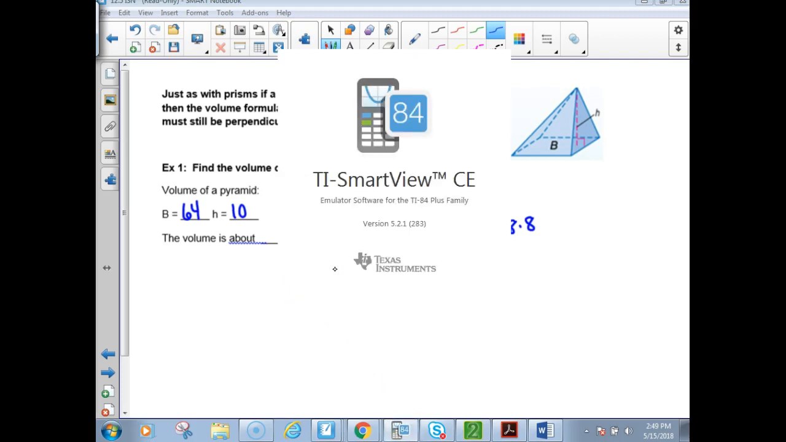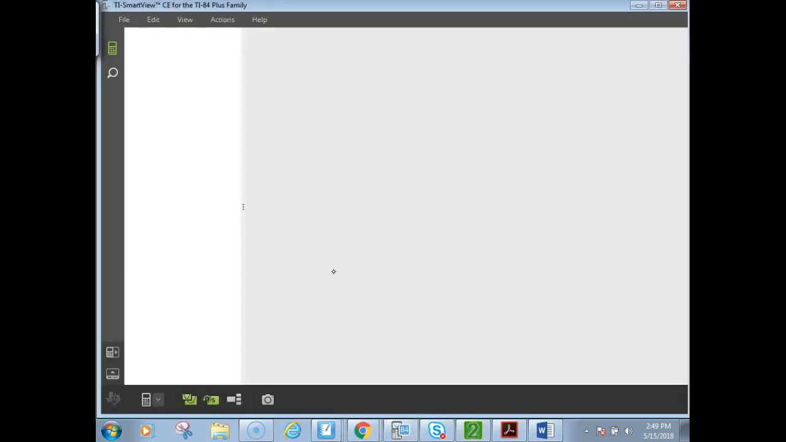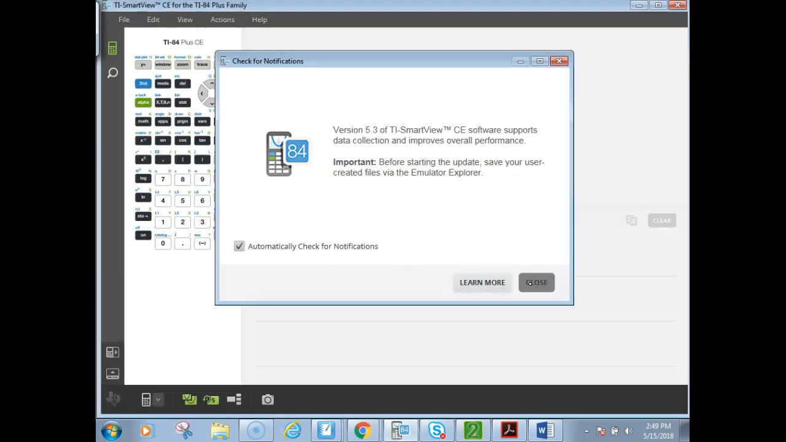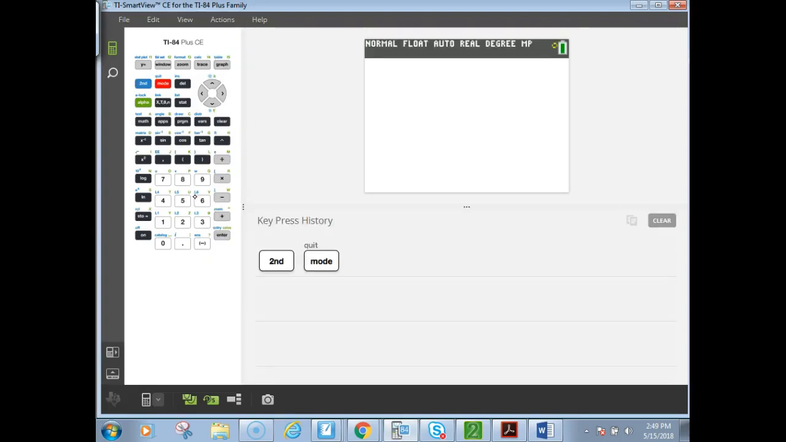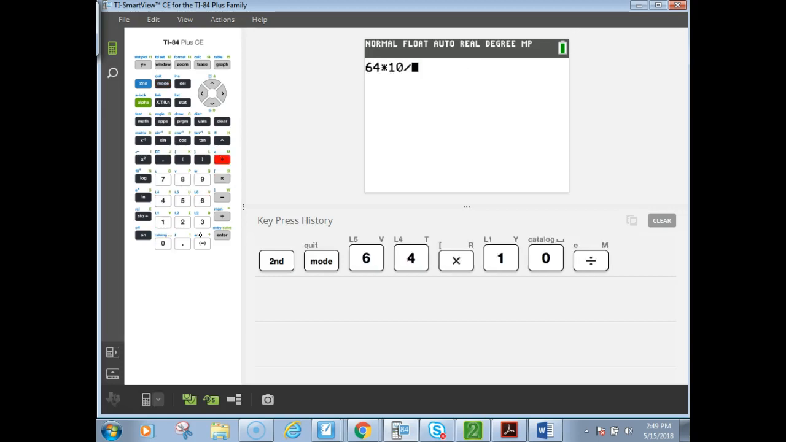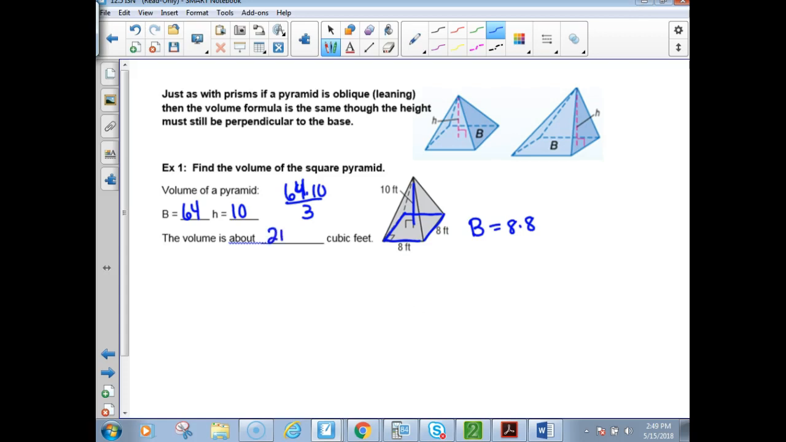Apparently my calculator is not wanting to work. Here we go. Okay, 64 times 10 divided by 3. Okay, we got 213.3 repeating cubic feet.